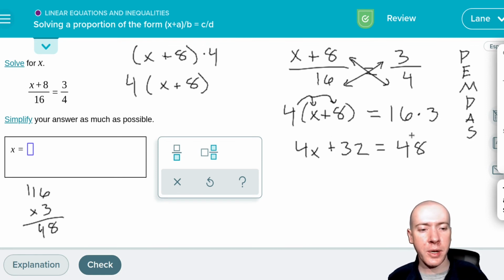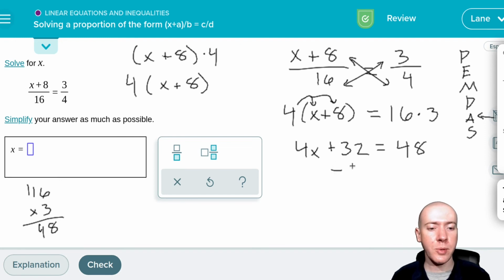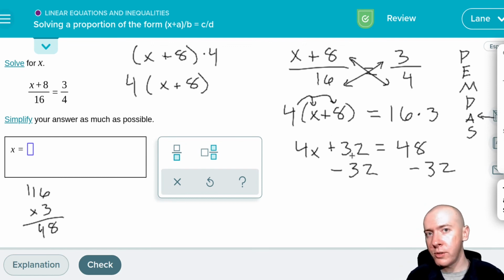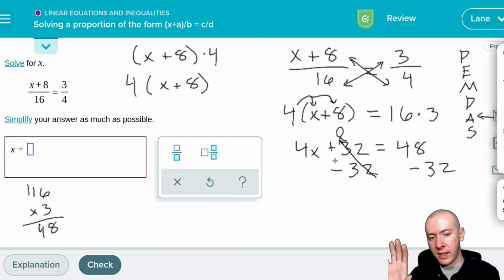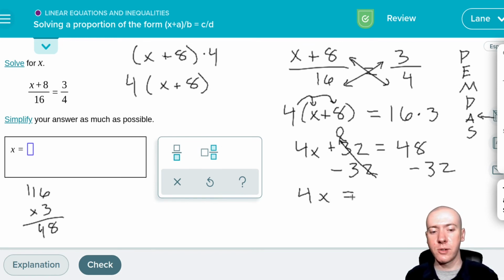So is there subtraction in this equation? No. Is there addition? Yes. So the addition is what we take care of. What's the opposite of addition? It's subtraction. So we should subtract 32 from both sides. Because on the left-hand side, the 32 minus 32 is 0. And so that cancels out the 32 from the left-hand side, and all we have is 4x over there.